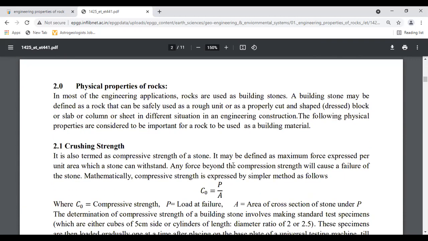Here are the physical properties of rocks. In most engineering applications, rocks are used as building stones. A building stone may be defined as a rock that can be safely used as a rough unit or as a properly cut and shaped or dressed block or slab or column or sheet in a different situation in an engineering construction. The following physical properties are considered to be important for a rock to be used as a building material. Crushing strength.